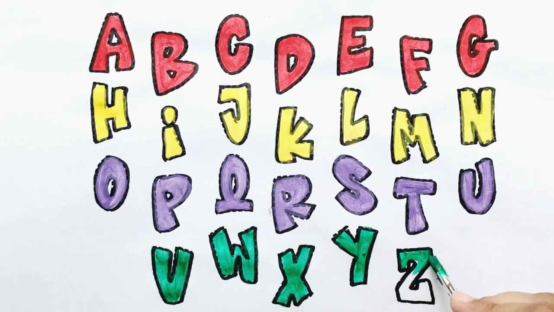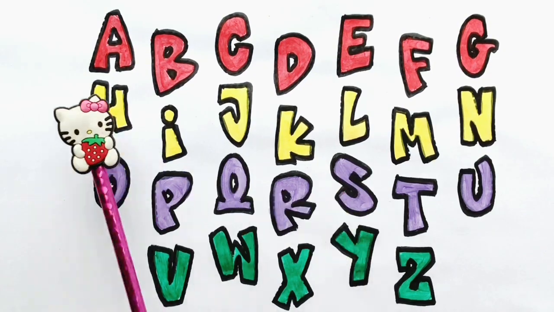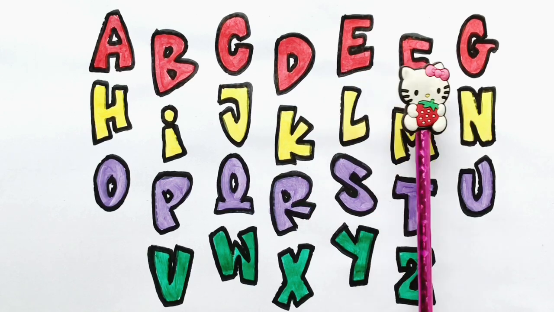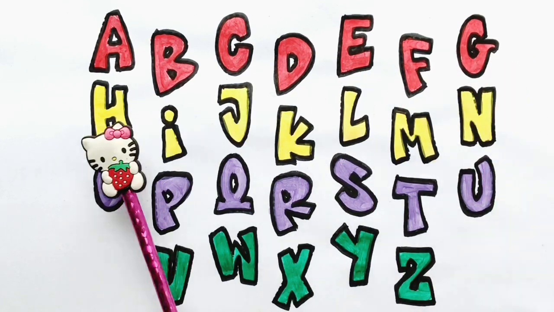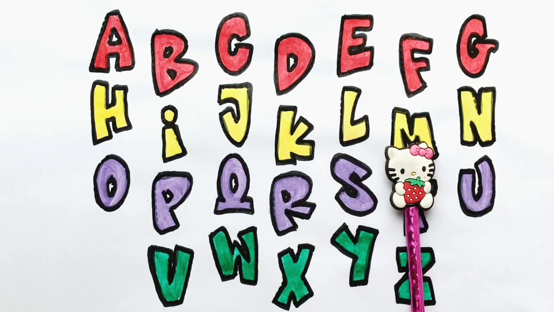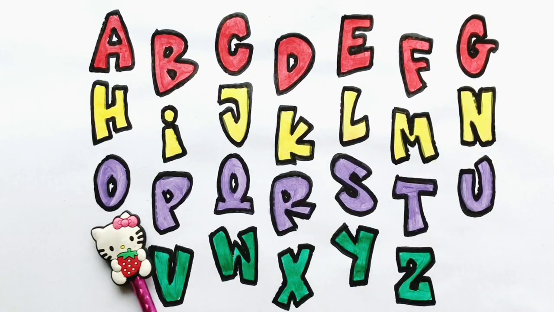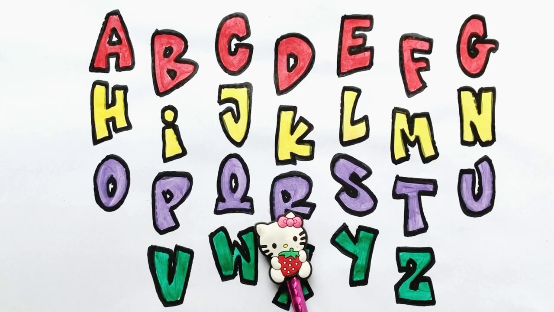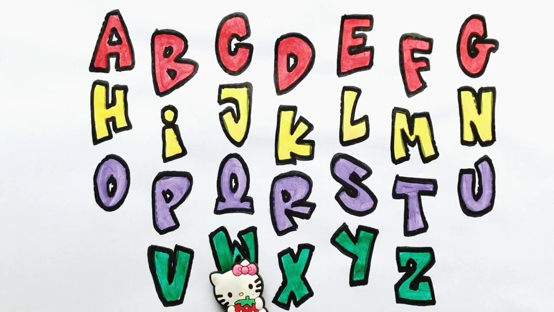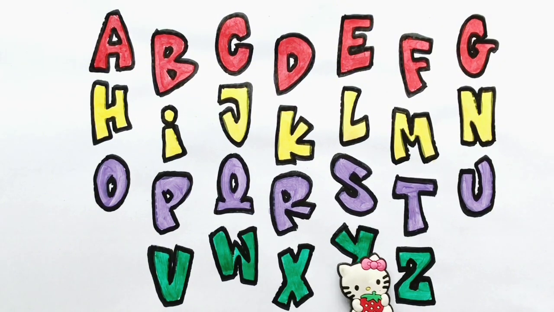Let's repeat again. Capital letter A, B, C, D, E, F, G, H, I, J, K, L, M, N, O, P, R, S, T, U, V, W, X, Y, and Z.